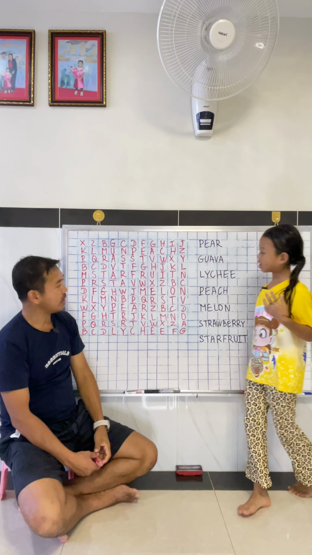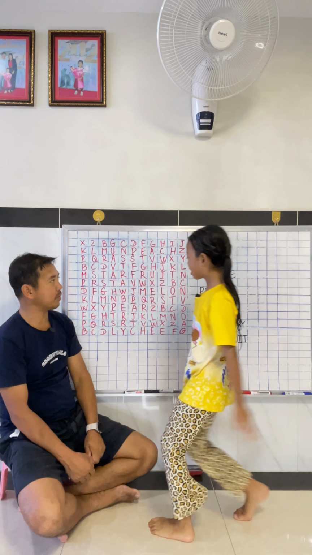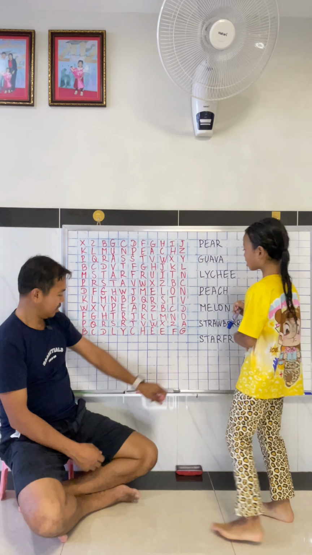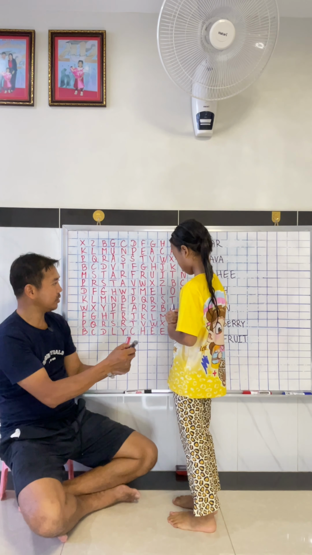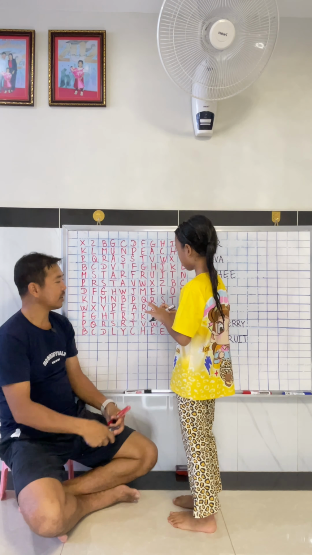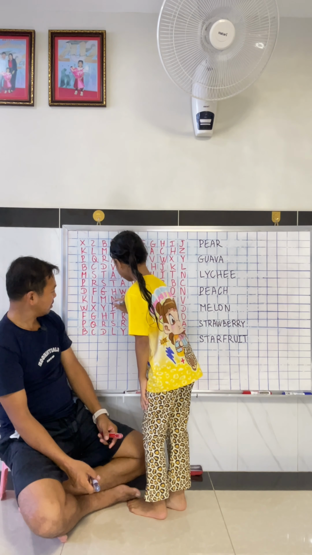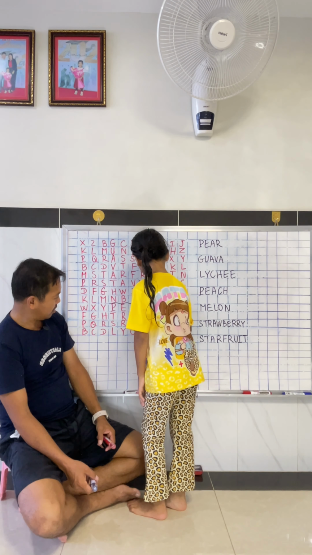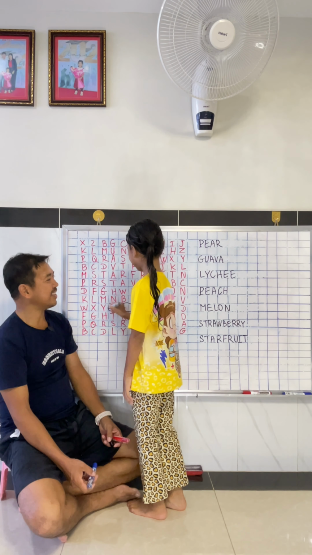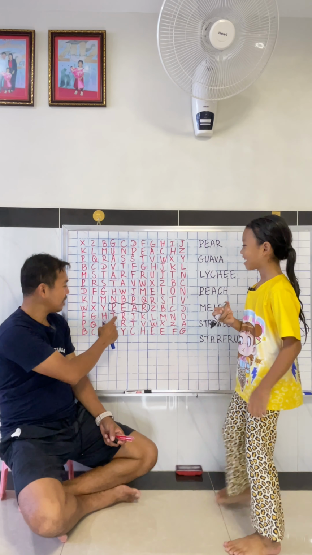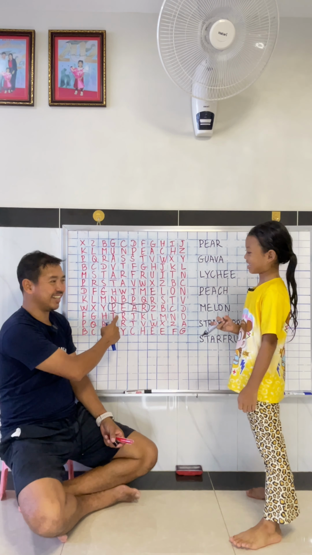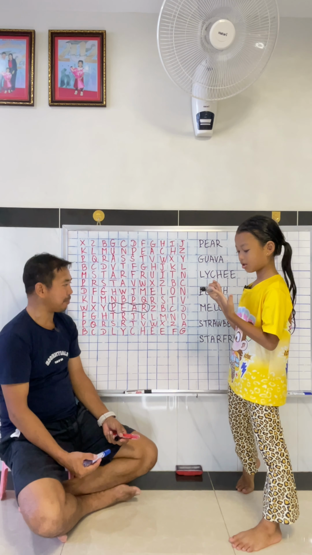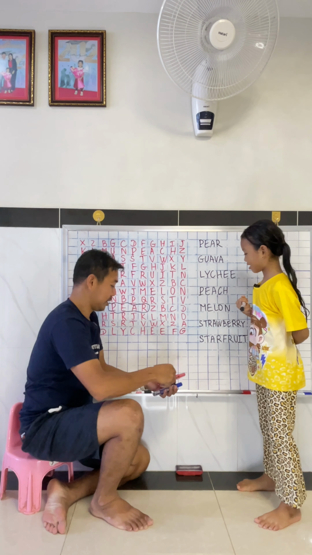Pear. Let's spell from letter P beginning with letter R. Please circle. Use the black marker to circle. Pear. P. Okay, correct. So spelling pear again. It's like mango sound. P-E-A-R. Pear.